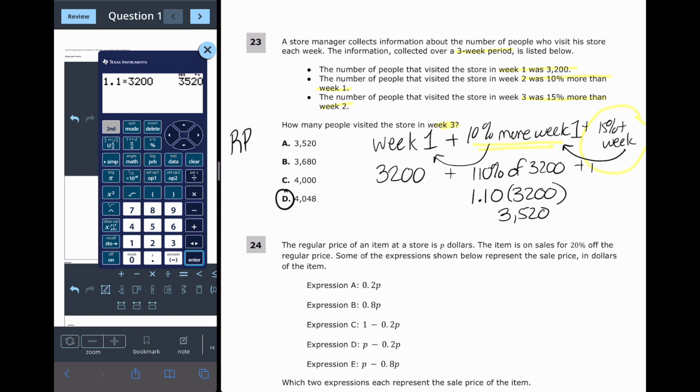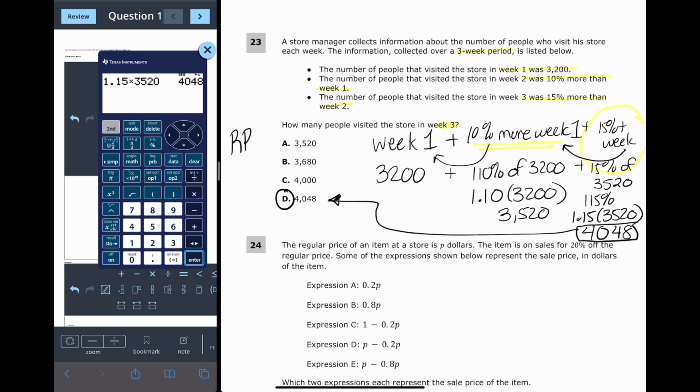For week 3, we want 15% more than 3,520. So I'm going to do the same thing. 15% more is 115%, or 1.15 times 3,520. So 1.15 times 3,520 gives us 4,048. And there it matches D.